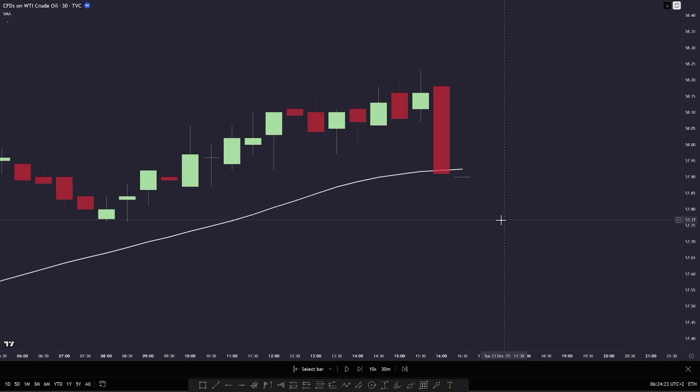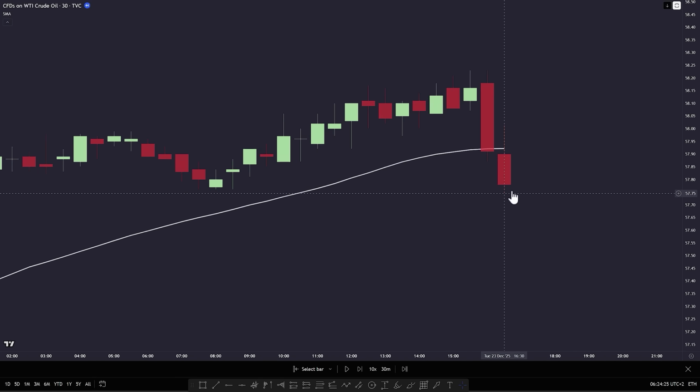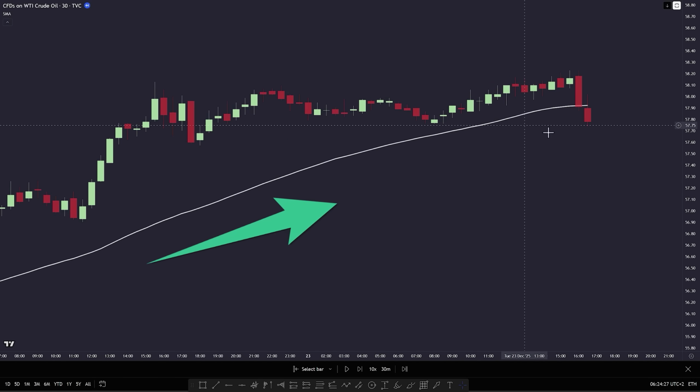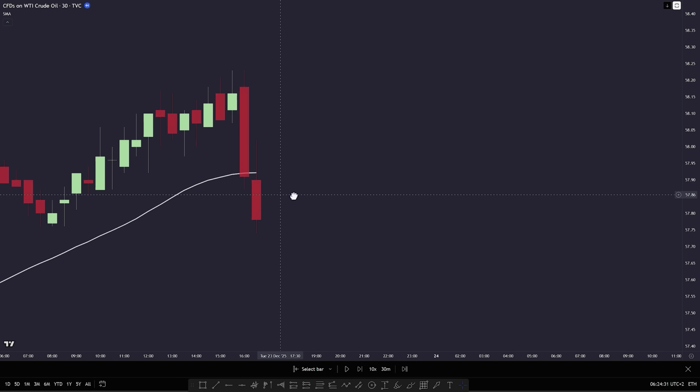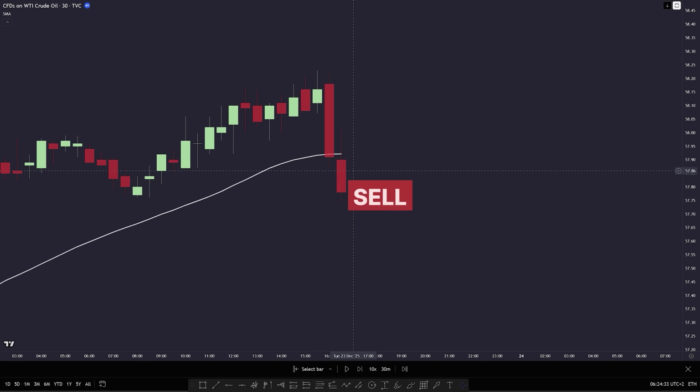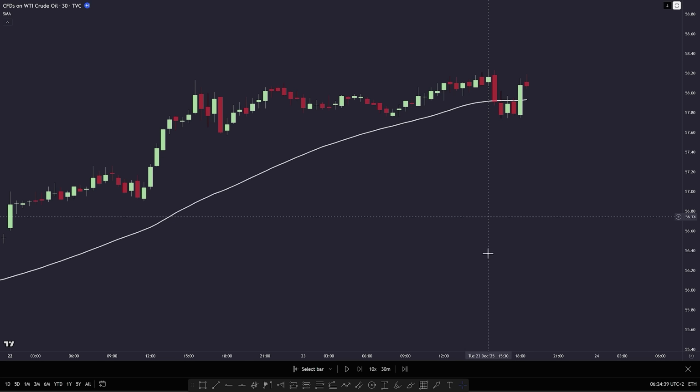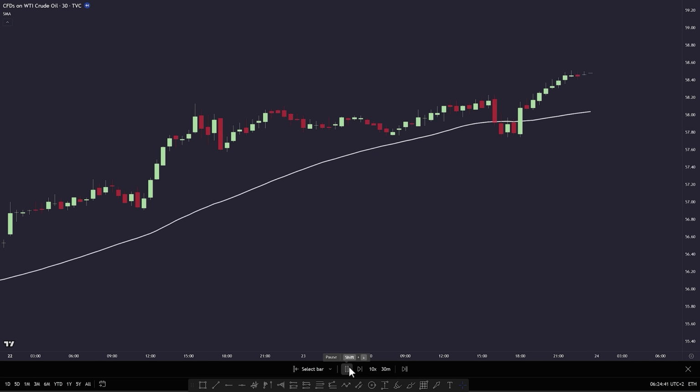Watch this. Price breaks below the 50 moving average during a clear uptrend. Retail traders see this candle and panic sell. This looks like the trend is ending. Now watch what happens next. Price immediately reverses, rips back above the line, keeps climbing in the original direction.